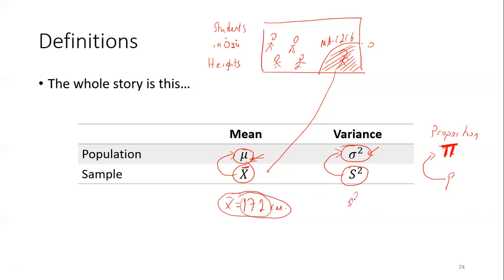Similarly, if s squared turns out to be, for example, 15 centimeters, you can say that the real sigma square is somewhere close to 15 centimeters. Or if you ask this class and it turns out that p is equal to 0.55, 55% of people like Cafe Nero, then the real proportion in the school can be very close to 55%.